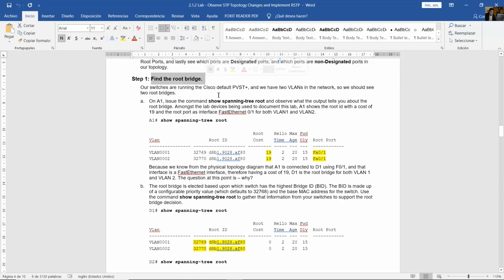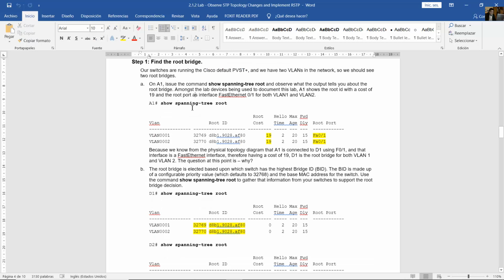Find root bridge. Our switches are running the Cisco default per VLAN spanning tree plus, and we have 2 VLANs in the network. So we should see the 2 root bridges. On A1, show spanning tree root, and observe what the output tells you about the root bridge.